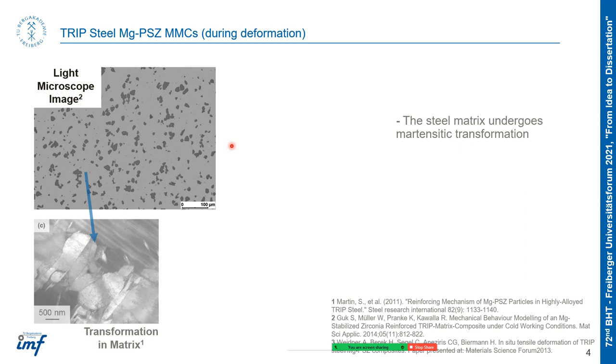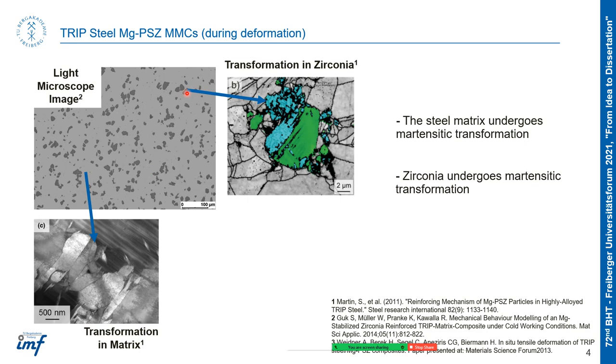So what we see is that during deformation, these materials absorb a large amount of energy. And why is that? Because the matrix undergoes a large deformation and converts from austenite phase into martensite phase. Let's leave the terminologies for later, but what happens is that this softer phase is converting into a harder phase, so it absorbs a lot of energy while doing that, and then that harder phase is difficult to deform, so it absorbs even more energy. And then on the other side, the zirconia particles also undergo martensite transformation, so they are strengthening the matrix as well as absorbing energy while deforming.